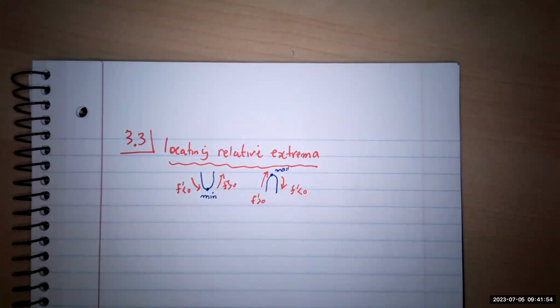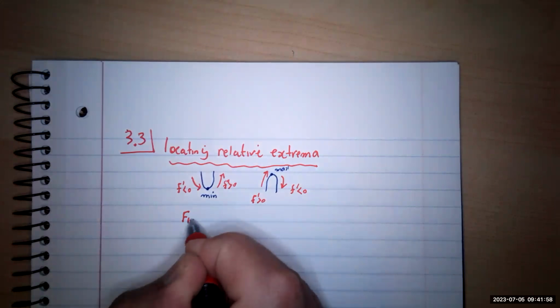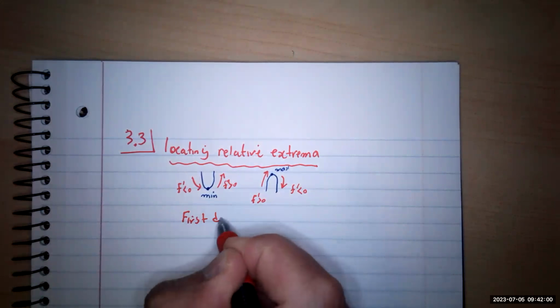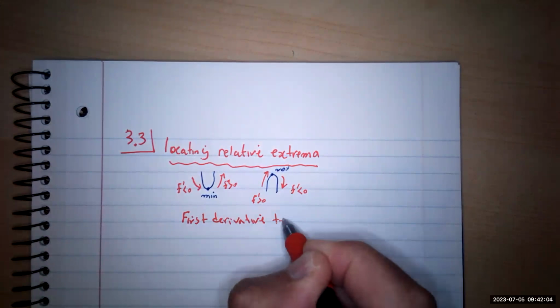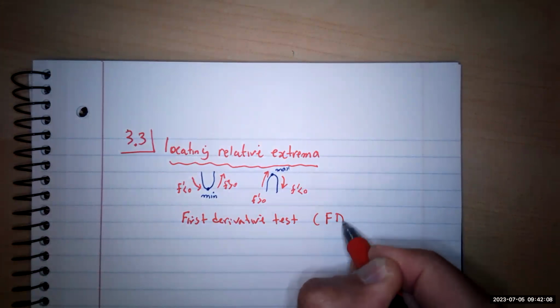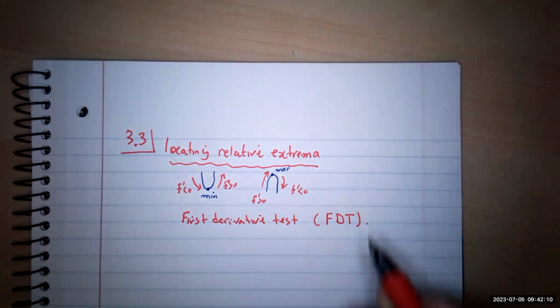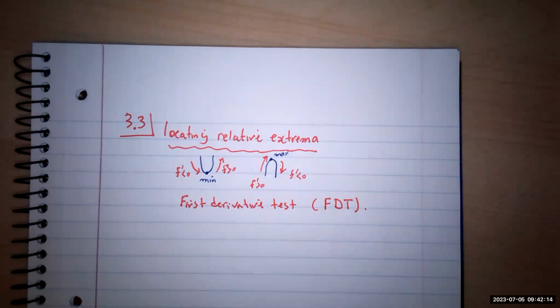Okay, this result is going to be called the first derivative test. We refer to it as the first derivative test. That's it. We are going to give you the actual statement and just do it.